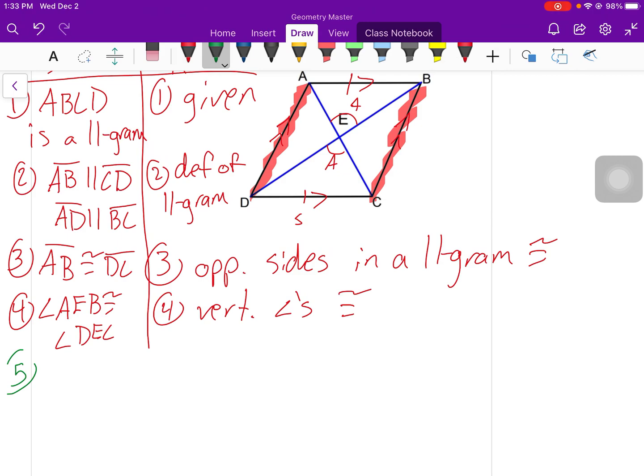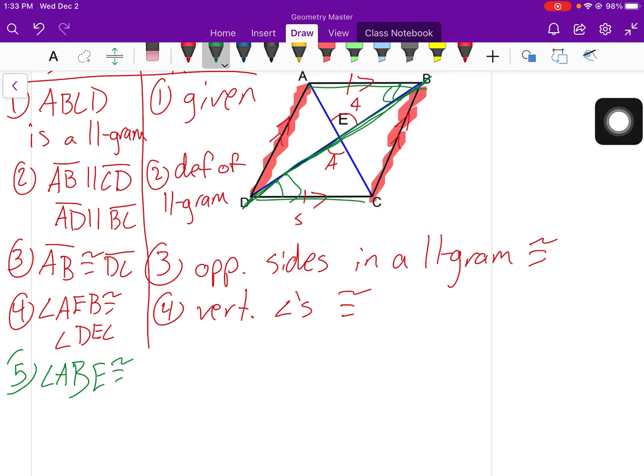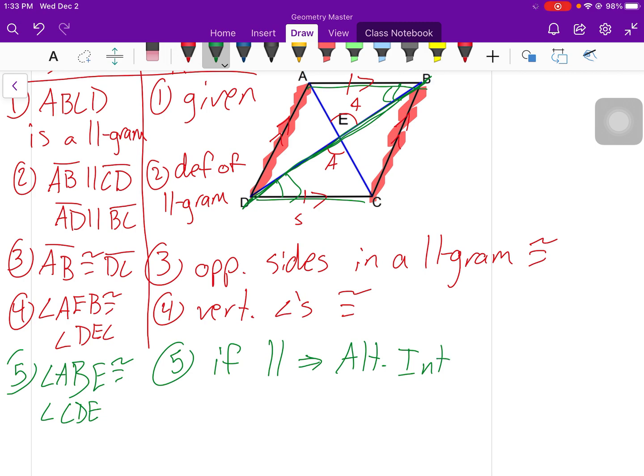So step 5, we're talking parallel lines cut by a transversal. I'm going to look at this transversal right here from D to B. Parallel lines cut by a transversal. I can't say angle B, even though I'm pretending this isn't here. I have to say that angle AB, and then you could say E or D, it does not matter. I'm going to stick with angle E just because that's what's in my triangle. It's going to be congruent to angle CDE because if parallel, then alternate interior angles are congruent. That's my second set of angles.